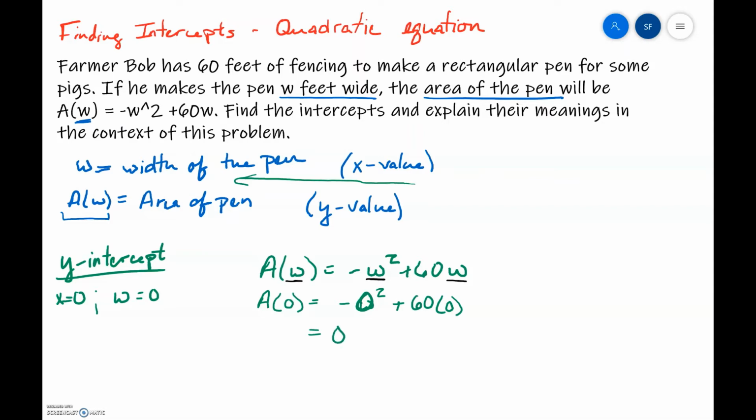Well, let's put this into the context of the problem. So when my W is 0, that means when the width is 0, then what does my A of W represent? A of W represents area. The area is 0. And that makes sense. That makes total sense, that as I'm starting out, I don't have any width. And so my area of the pen is going to be 0.